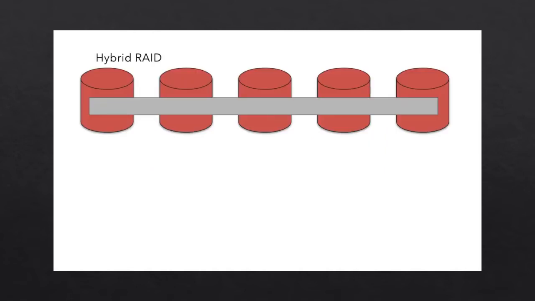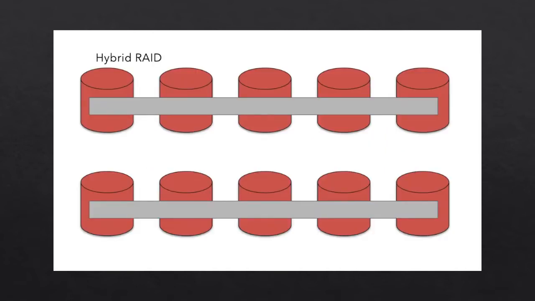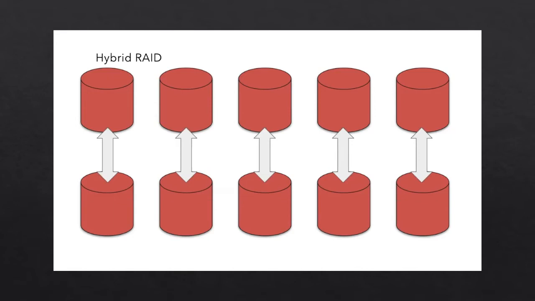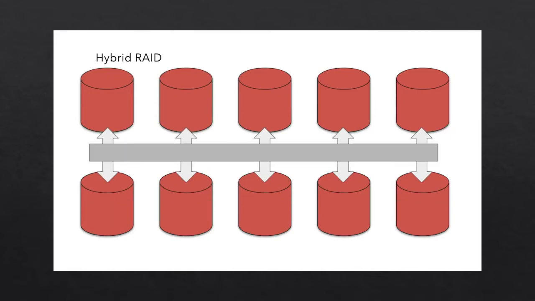RAID 0 plus 1 adds mirroring to a striped volume. It takes one RAID 0 volume and mirrors it to another RAID 0 volume. Data that is written to one RAID 0 volume is mirrored to the other RAID 0 volume. And RAID 1 plus 0 stripes data across mirrored volumes.